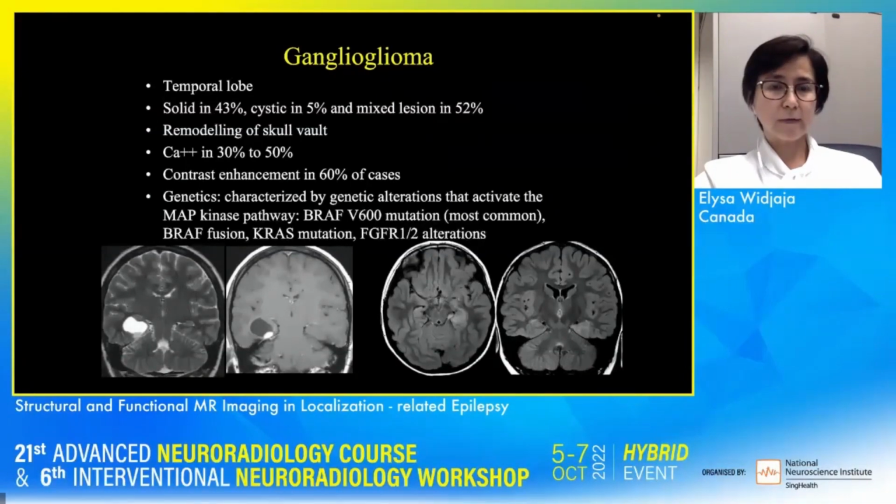So let's move on to ganglioglioma. This occurs frequently in the temporal lobe. They may be solid or combined cystic and solid with eccentric enhancing nodule.